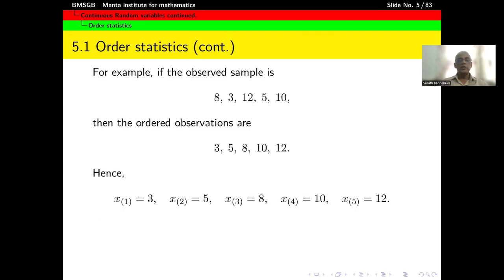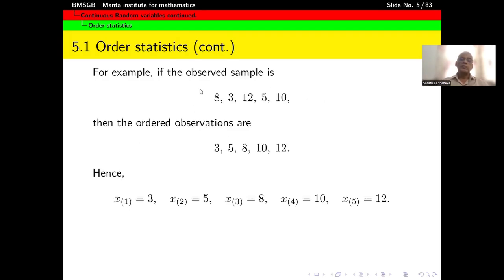So just to show you an example, let us take a random sample of values from some population or some distribution. Suppose these are the values. So you can see that here there is no particular order, but the value that we will denote by x subscript within bracket 1 is going to be 3, because 3 is the minimum value of these. And the next minimum value is 5, next minimum value is 8, the maximum value is 12. Therefore, for this particular set of observations, that is for this particular realization, x within bracket 1 is equal to 3, x within bracket 2 is equal to 5, and so on. X within bracket 5 is equal to 12.